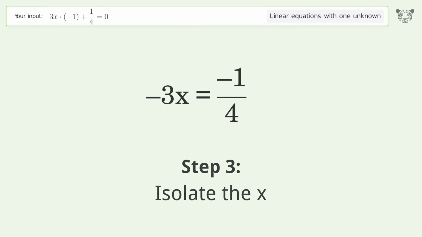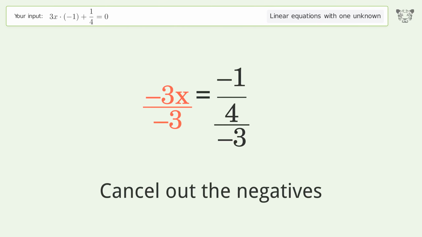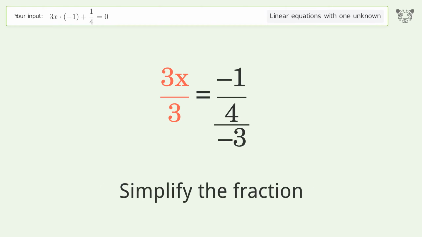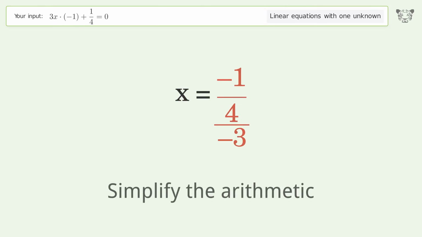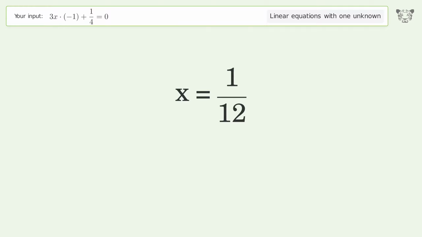Isolate the x. Divide both sides by -3. Cancel out the negatives. Simplify the fraction. Simplify the arithmetic. And so the final result is x equals 1 over 12.